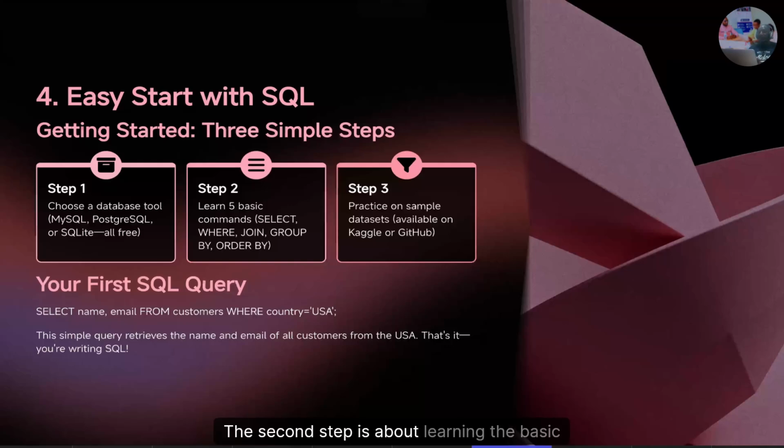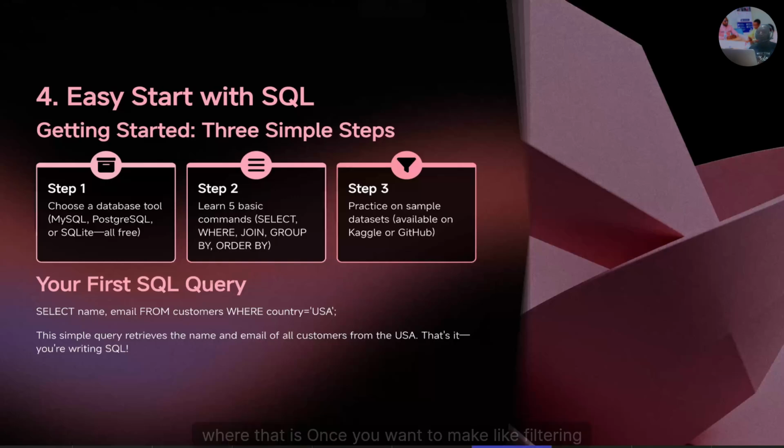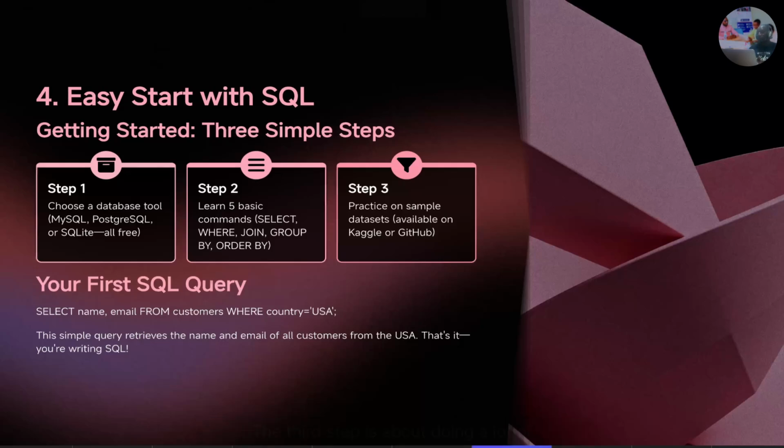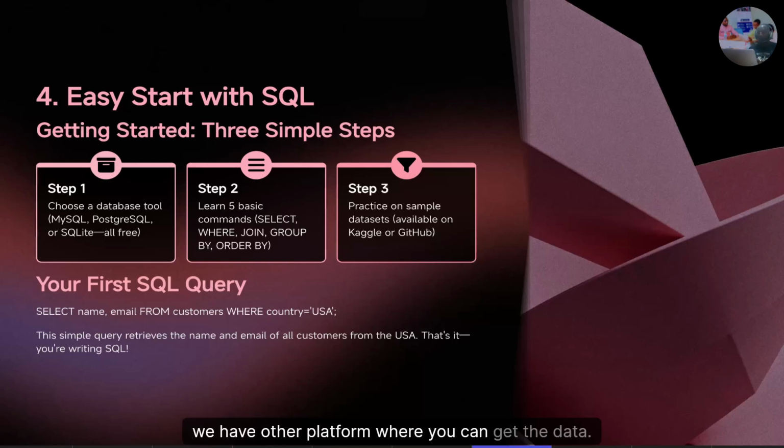The second step is learning the basic commands like select, which is used to retrieve information; where, when you want to do filtering; join, when you want to join two or more tables; group by, when you want to group; and order by, when you want to order your findings. The third step is doing a lot of practice. We have data available on different people's GitHub accounts. We have Kaggle, and other platforms where you can get data. It's up to you to go and start with your first SQL query on your own.